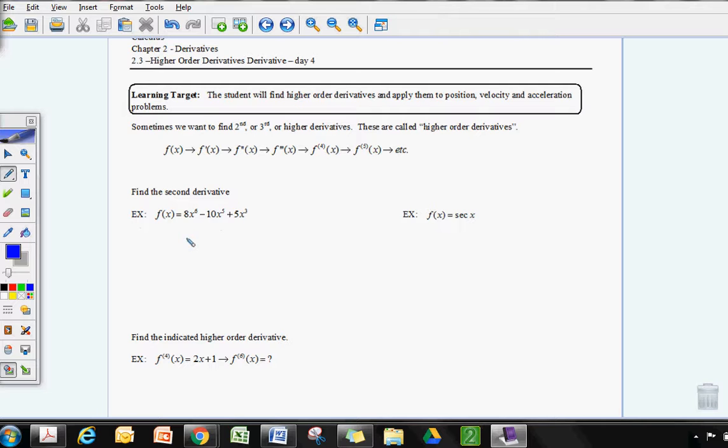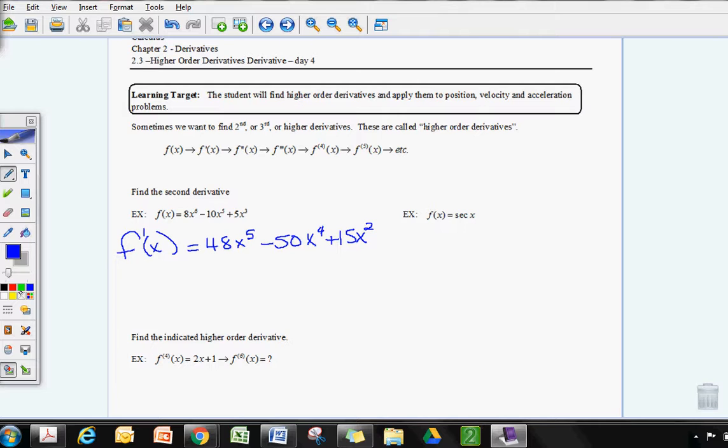So if we start off with just a little function here, my first derivative, f prime of x, is going to be just power me down. So the 6 comes down along with the 8, so I would get 48 x to the 5th, subtract 50 x to the 4th, and then I'm going to add 15x to the 2nd.